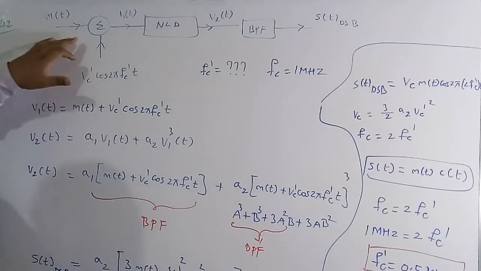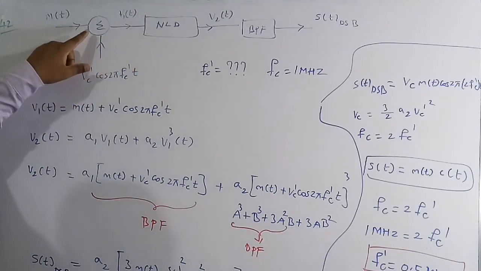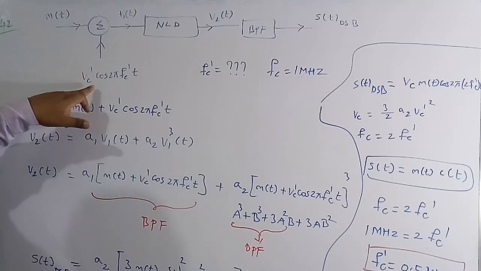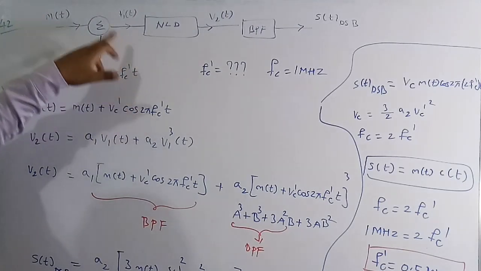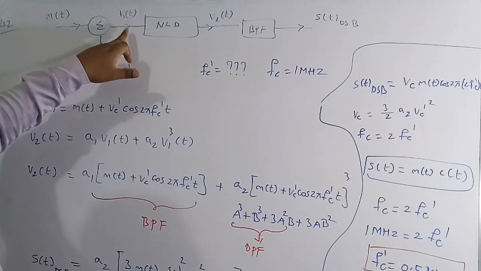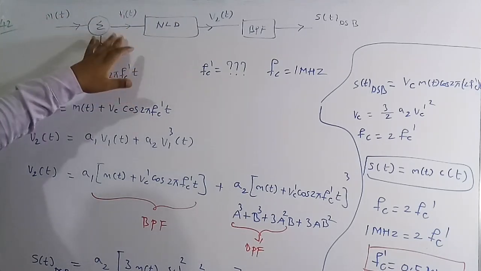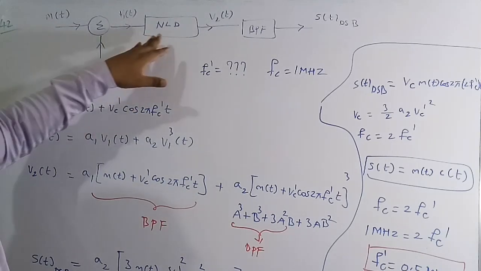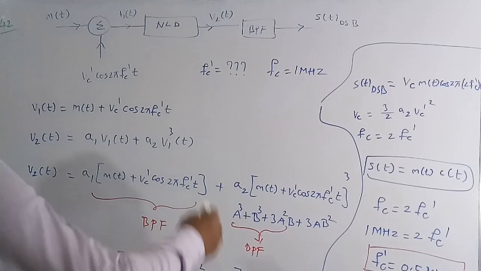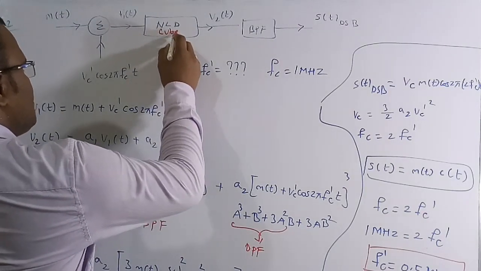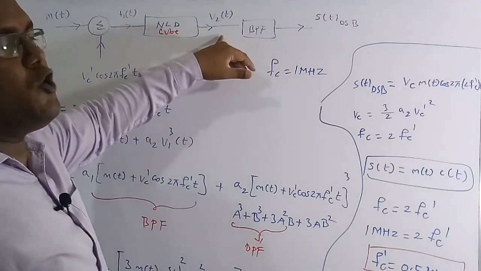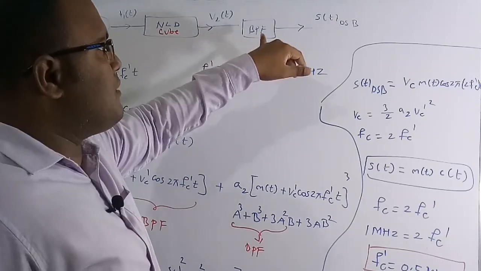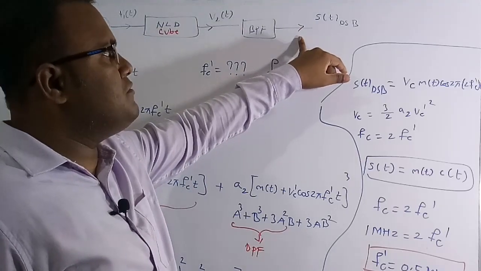Here the circuit consists of a summation box. For the summation box we add m of t and Vc' cos 2 pi Fc' t. The summation of these two signals is the input V1 of t, which is given to the nonlinear device. This nonlinear device has a cube law. By using the cube law, it produces the output V2 of t. This output is given as the input for the band pass filter, and from this band pass filter we get an output which is S of t DSB.